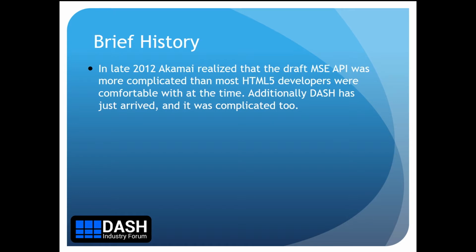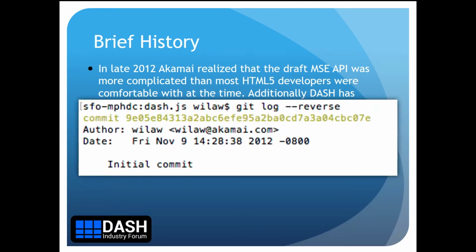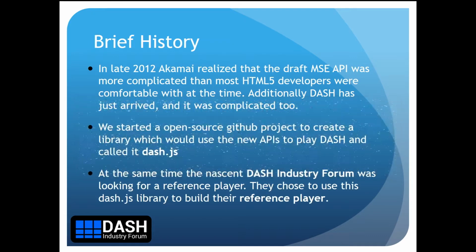And at the same time, Dash came out, and it was also complex. You put the two together, and you have a very complex environment to address. So we decided to make an open source project that would enable you to play Dash through the new APIs. We called it dash.js. Luckily, Git remembers everything. I went back, and here was our very first submission back in November of 2012. So this project is almost 5.5, almost 6 years old to this day. Luckily, the next few thousand submissions were not me, which is good for the project because there are better developers than myself. But that's when we started.